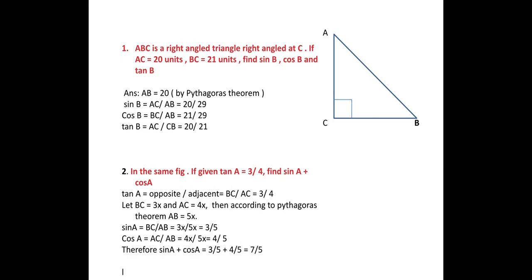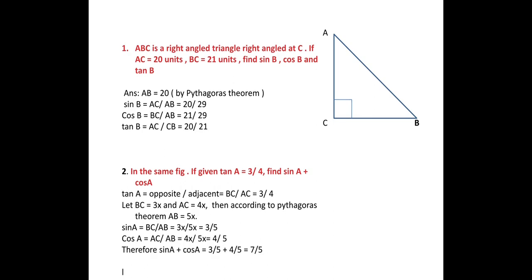Second thing, in the same figure, another question is given. Tan A is 3/4. We have to find out sin A and cos A. So tan A is 3/4 means its ratio is 3/4, so you have to take the lengths as 3x units and 4x units. As tan is opposite over adjacent, opposite is 3x units and base or adjacent is 4x units. You just find out the hypotenuse, that will be 5x units using the Pythagoras theorem. After that, you can find out sine of A.